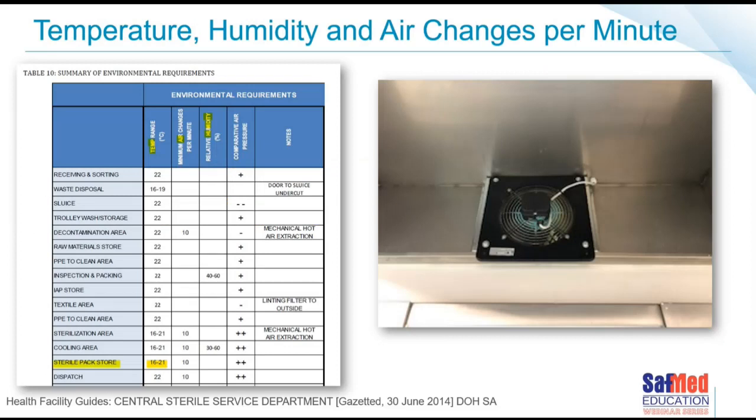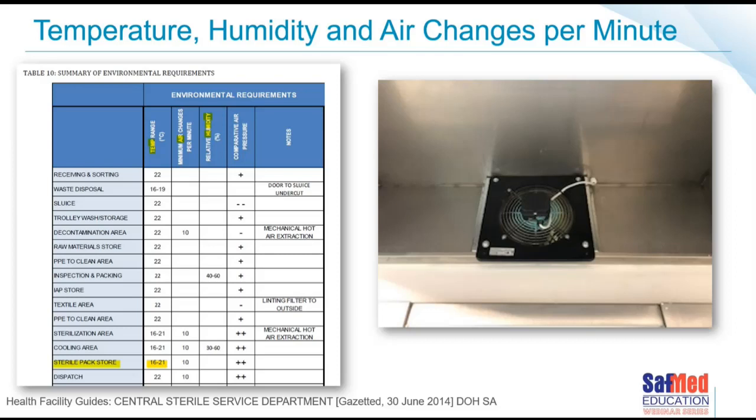The guidelines also have this really nice table in it that talks to the temperature, air exchange, and humidity in the various areas of the CSSD in the various zones. As you can see over here, the waste disposal area, the sterilization area, the cooling area, and the sterile store need to be the coolest. So in the South African setting, in these guidelines, they refer to between 16 and 21 degrees.